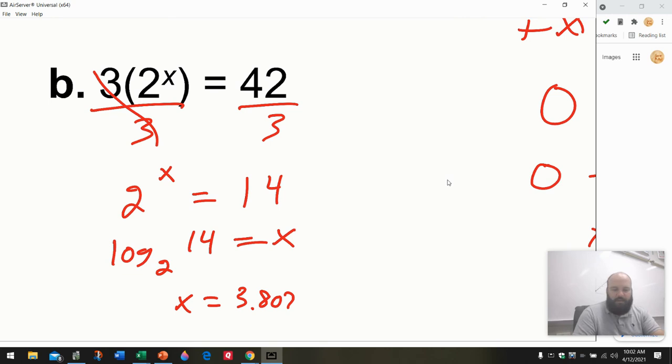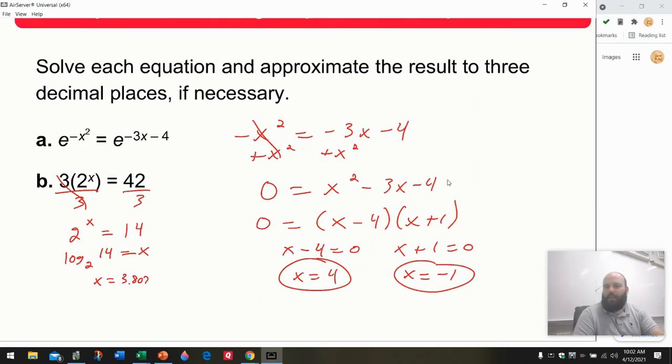So what I want you to see from this is you will not always be able to utilize the one-to-one property in order to solve. You're not always going to get a power of the base. It just doesn't work like that all the time.